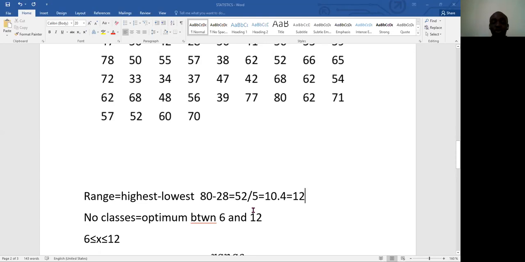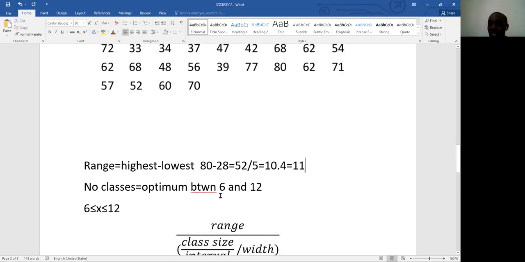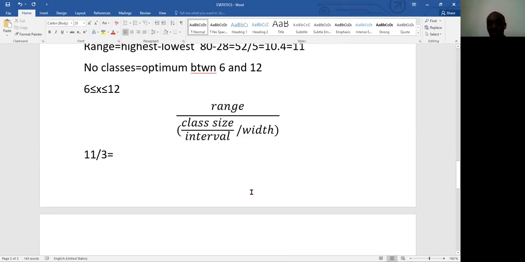I'm going to show you what that is in a very detailed way. So 10.4, 11, so approximately 11. Approximately, you're going to have 11 classes, or 11, 12, which is in the correct range. The number of classes should not go below 6 or be more than 12. If they go above or below that, then you are very wrong. Class width, class size, and class interval mean the same thing.